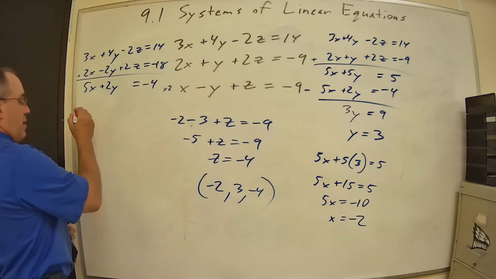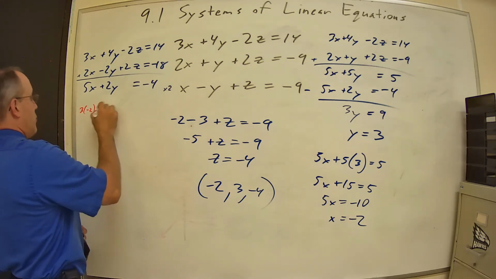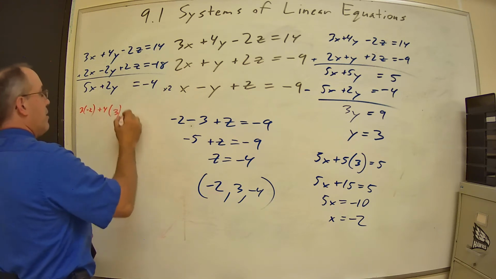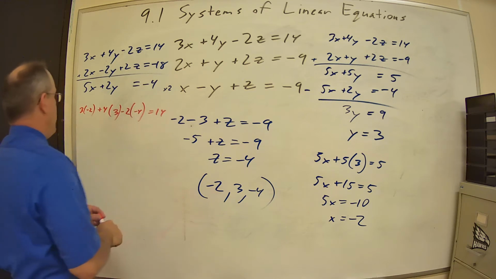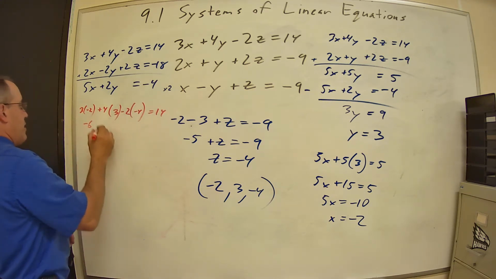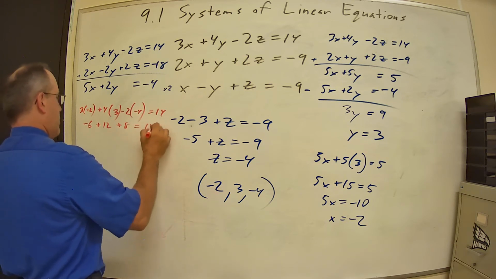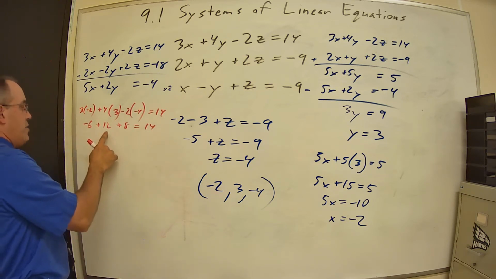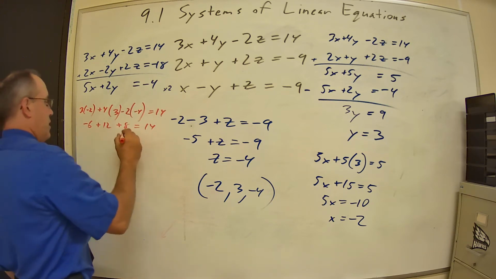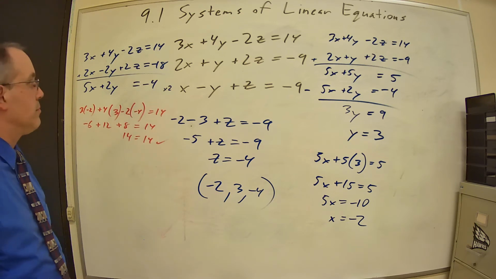So we're going to take 3 times negative 2 plus 4 times 3 minus 2 times negative 4 is equal to 14. That's negative 6 plus 12 plus 8 is equal to 14. Negative 6 plus 12 gives you positive 6. 6 plus 8 is 14. 14 equal to 14. That one worked.